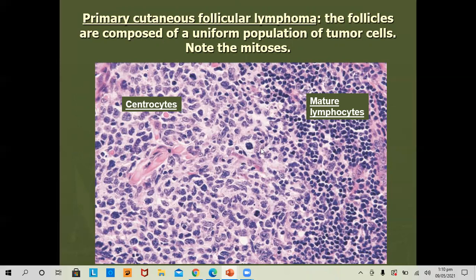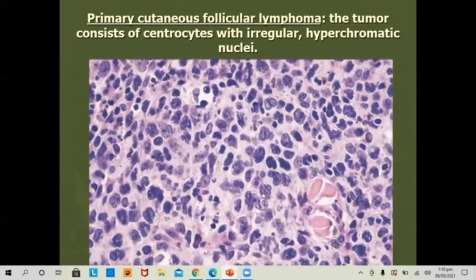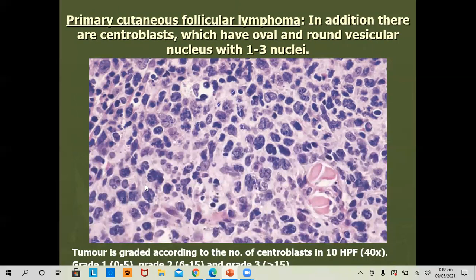And a few mitoses as well. The centrocytes have irregular hyperchromatic nuclei. These are the centrocytes with irregular hyperchromatic nuclei. In addition, there are centroblasts. The centroblasts are cells with oval or vesicular nucleus with 1 to 3 nucleoli. So the nucleoli-containing cells are the centroblasts.